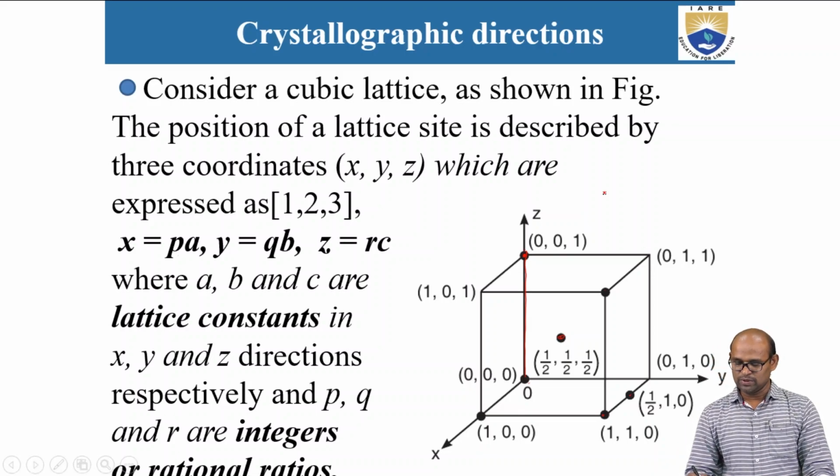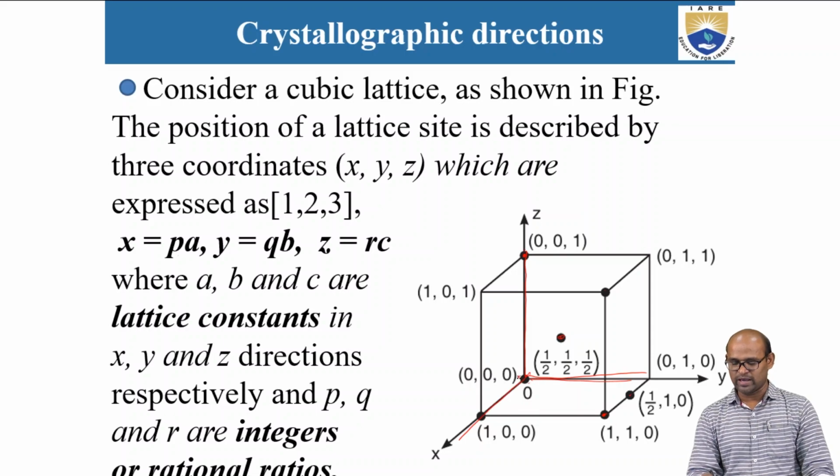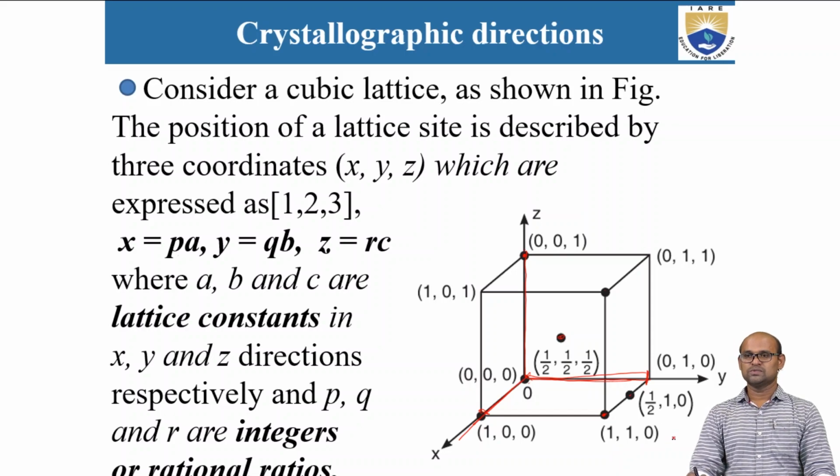Okay. For example, now take this. This is the y axis and this is the x axis, so this is in the xy plane. In the xy plane, along the x axis and along the y axis, you have unit length. So y is unit length and x is also unit length, but z you have 0. So p is equal to 1, q is equal to 1, and r is equal to 0.